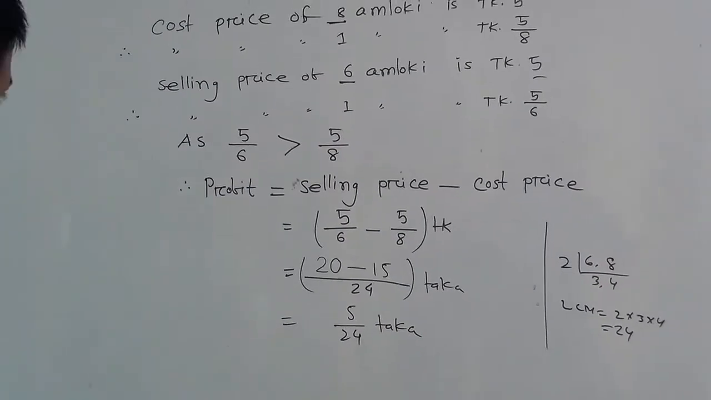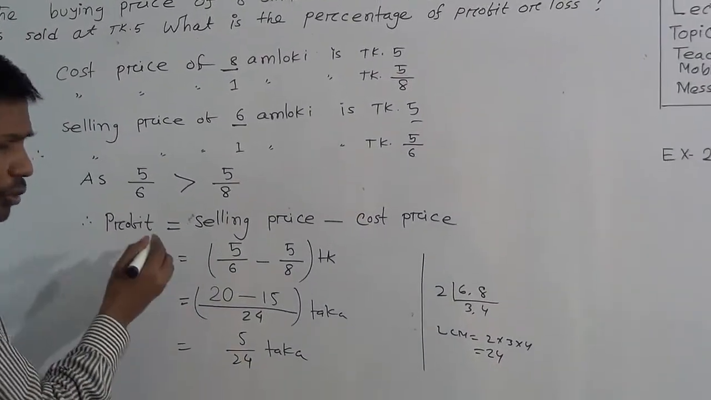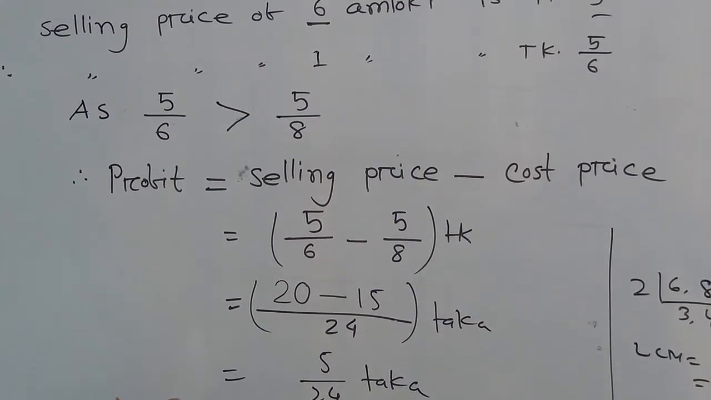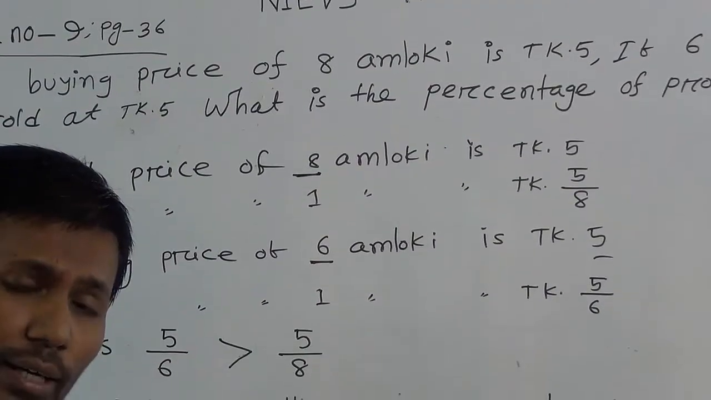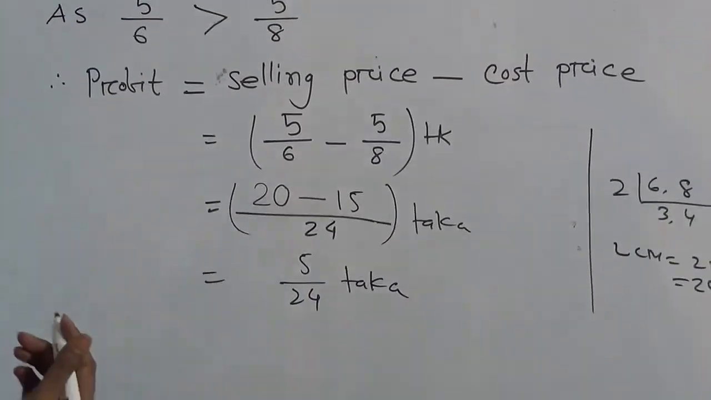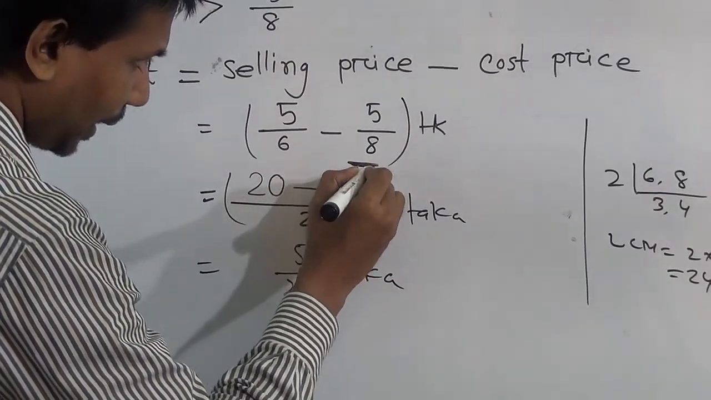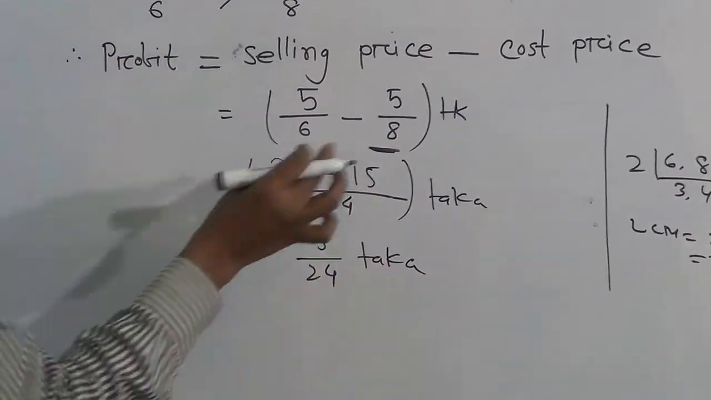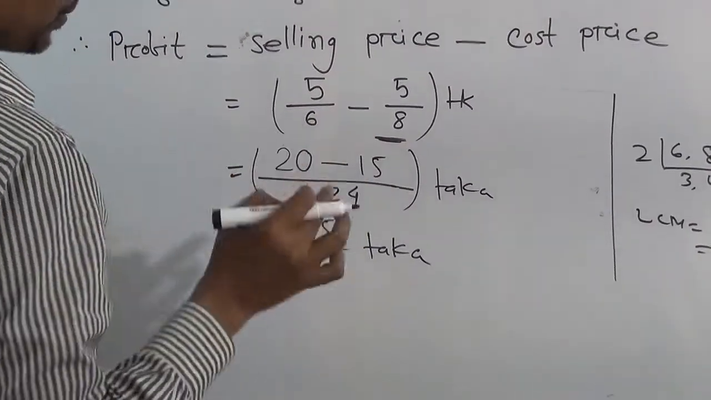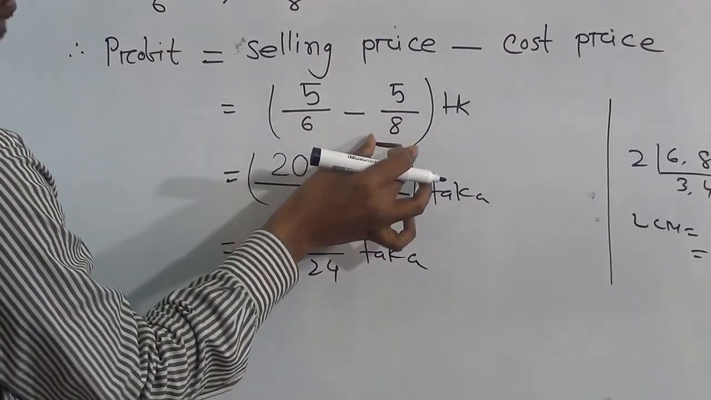Now look, I told you profit or loss, that is no problem. Profit or loss should be calculated on the basis of the cost price. Okay, look here, cost price is 5/8 taka. Dear student, you don't write this line. I have given it for your understanding. Therefore, this is the cost price. Cost price is 5/8 taka.